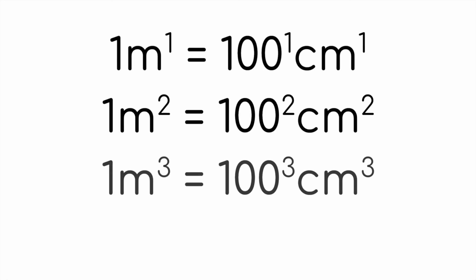The same also applies for other units of measurement. For example, if we were converting centimeters to meters, then 1 meter would be 100 centimeters. 1 meter squared would be 100 squared centimeters squared, so 10,000 centimeters squared. And 1 meter cubed would be 100 cubed centimeters cubed, or 1 million centimeters cubed, and so on.